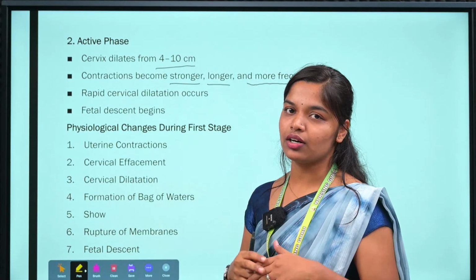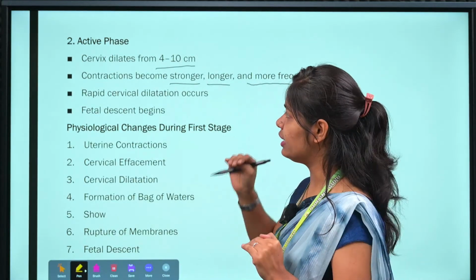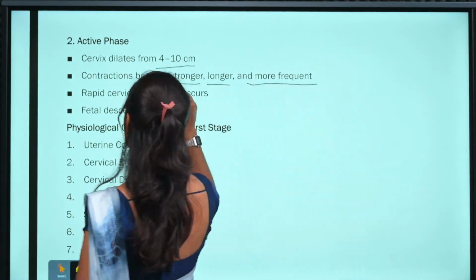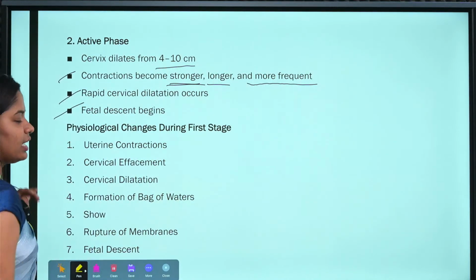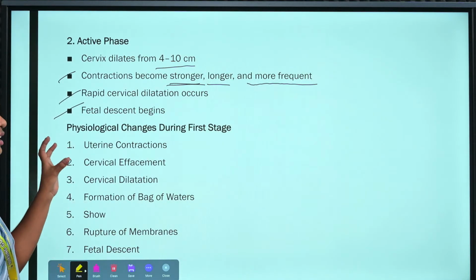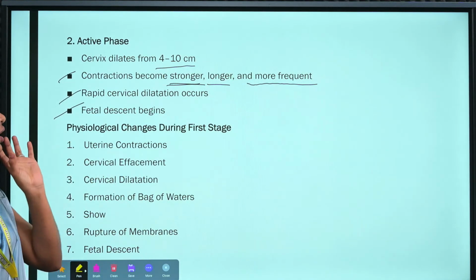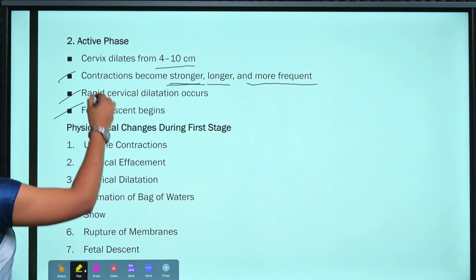Then in the active phase of the first stage, the cervix is going to dilate from the 4 centimeter to the 10 centimeter. From 4 to 10 centimeter, the contraction will begin stronger, longer and more frequent. In the latent stage, the uterine contraction will be mild. In the active phase, the contraction will be stronger and rapid cervical dilatation will be there, and also the fetus is going to descend. The descent of the fetal head is going to happen in the active phase.